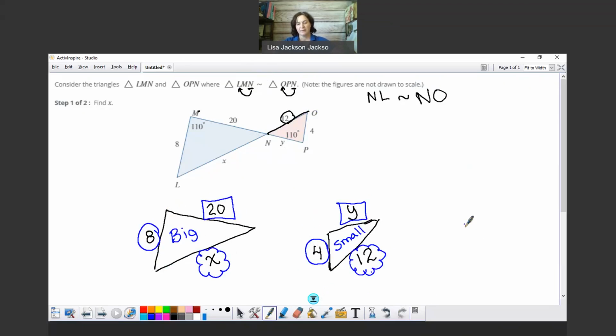All right, so now we know visually, we know because we looked at our letters, what matches what. They have told us for this problem to find X. Notice this is step 1 of 2. Once you find X successfully, they will ask you to find Y.